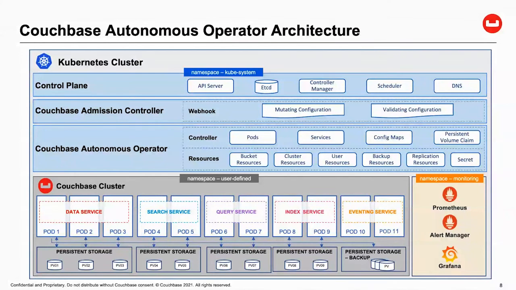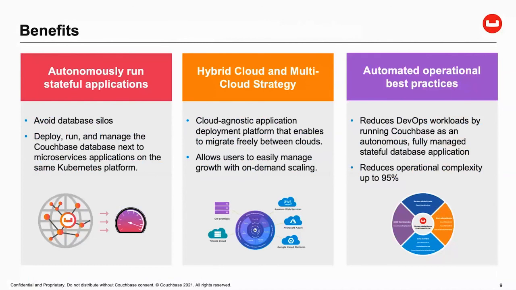And of course, a key thing is again, we are going to be natively interacting with your persistent storage. And that includes, you can actually increase your volumes if volume expansion is supported by the underlying hardware. So again, just to recap, what are the benefits? Again, the ability to avoid those database silos, to be able to deploy and run and manage your Couchbase database next to those microservices applications on the same Kubernetes platform.